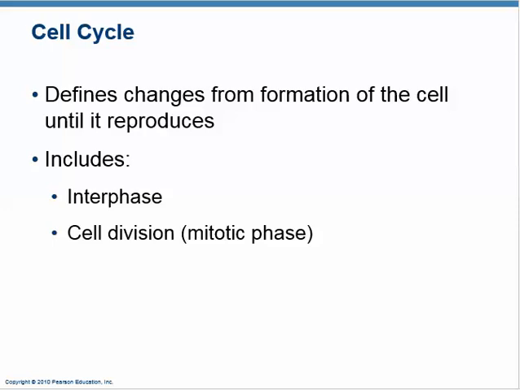So, the cell undergoes a life cycle. It basically is just what it sounds like. It's a life cycle. It is the changes from the formation of the cell until it reproduces. Most of the time the cell is in a phase called interphase, and then it enters this part of the cellular division phase called the mitotic phase.